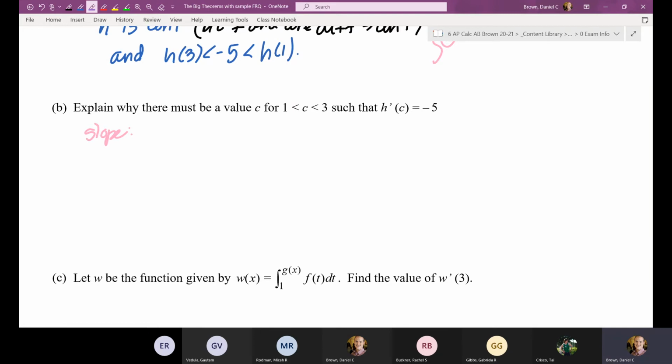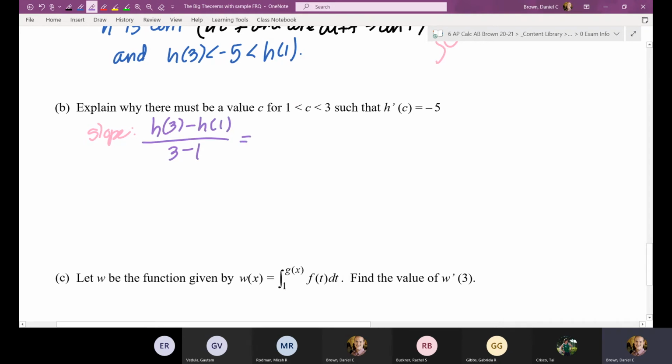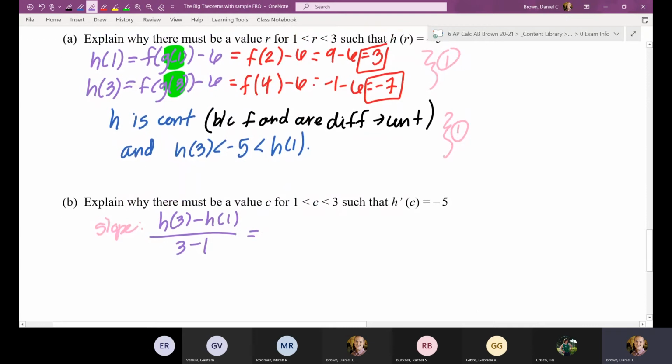The slope is the change in y over the change in x. Don't waste your time. We already found h of 3 and h of 1. That was from part A. H of 3 was -7. H of 1 was 3. That gives me -10 over 2. That 3 looks like a 5, which is -5. Hey, that's what we expected. Now we just need to justify our answer.